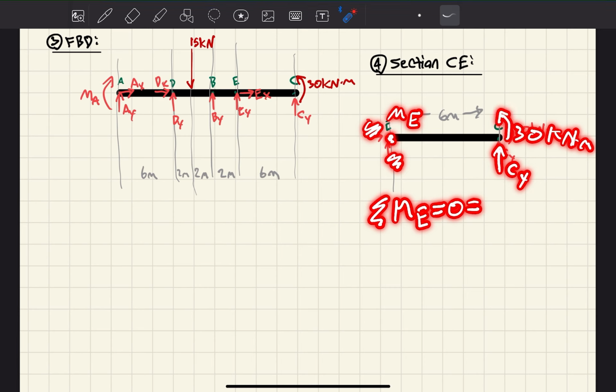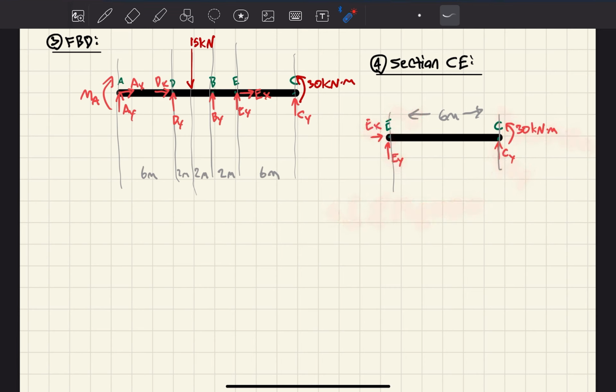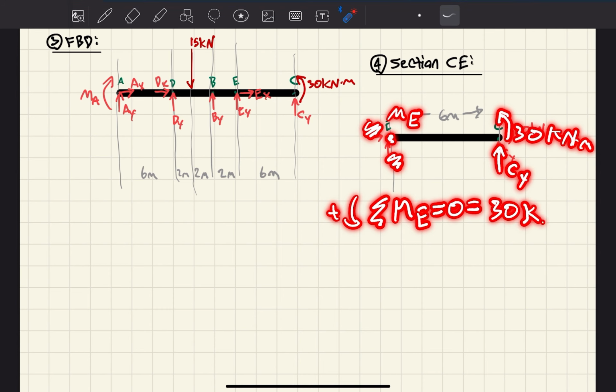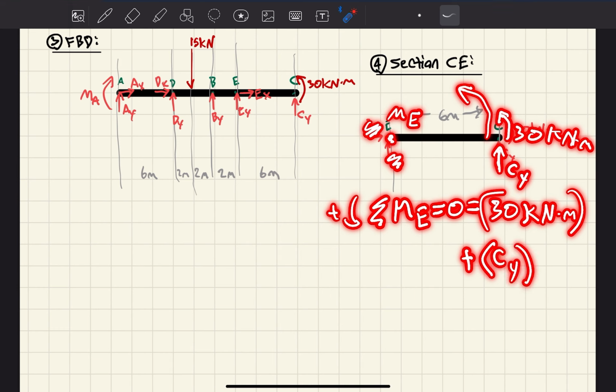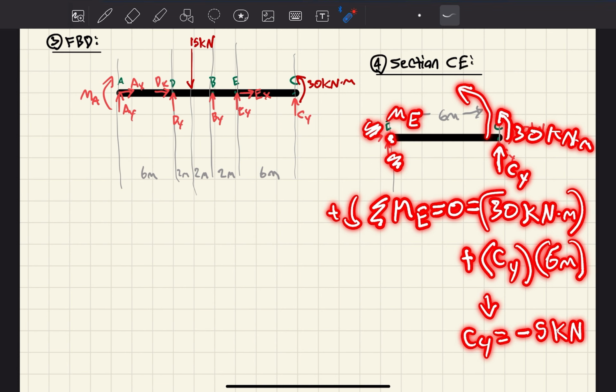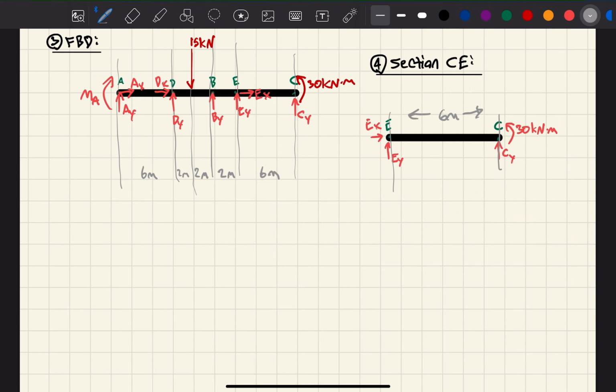You have a counterclockwise moment, and if we say counterclockwise moments are positive, you have 30 kilonewton-meters, plus CY. Is CY going to cause a clockwise moment or a counterclockwise moment? It's going to cause a counterclockwise moment, and the distance is 6 meters. If you isolate for CY, you get CY is equal to -5 kilonewtons. That basically means we misrepresented the direction. So CY actually acts like this.